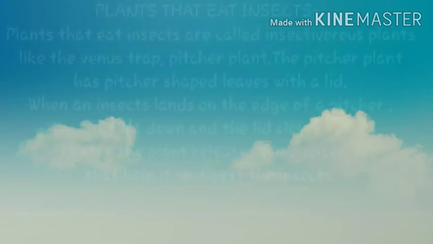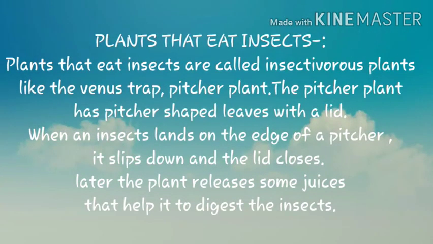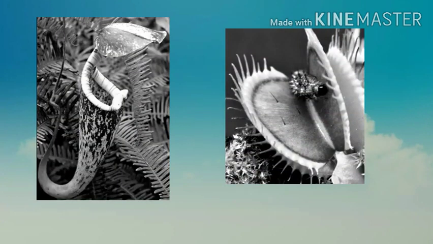Next, plants that eat insects. Plants that eat insects are called insectivorous plants, like the Venus flytrap and pitcher plant. The pitcher plant has pitcher-shaped leaves with a lid. When an insect lands on the edge of the pitcher, it slips down and the lid closes. Later, the plant releases some juice that helps it to digest the insect.